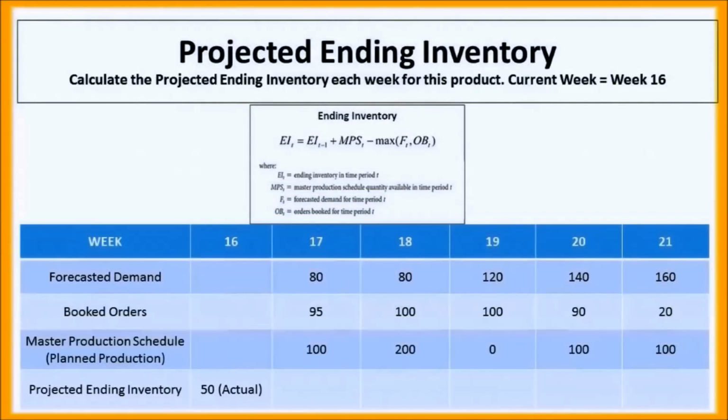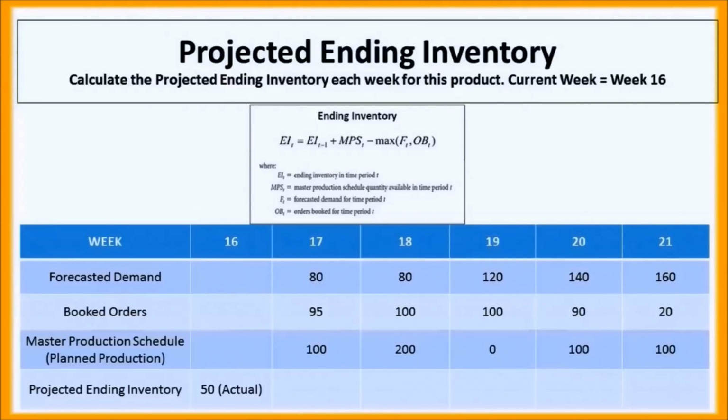Okay, now we're going to do projected ending inventory calculations. Here's another set where you will be given formulas, and there is the formula for ending inventory, and that is the same screenshot that you will be seeing on the exam. Problems could be set up very similar to this one, where you're given a matrix with weeks of data, forecasted demand, booked orders, a production schedule, and some ending inventory at the end of one of those periods, some actual inventory, and you're asked to calculate ending inventory for one of these other periods.